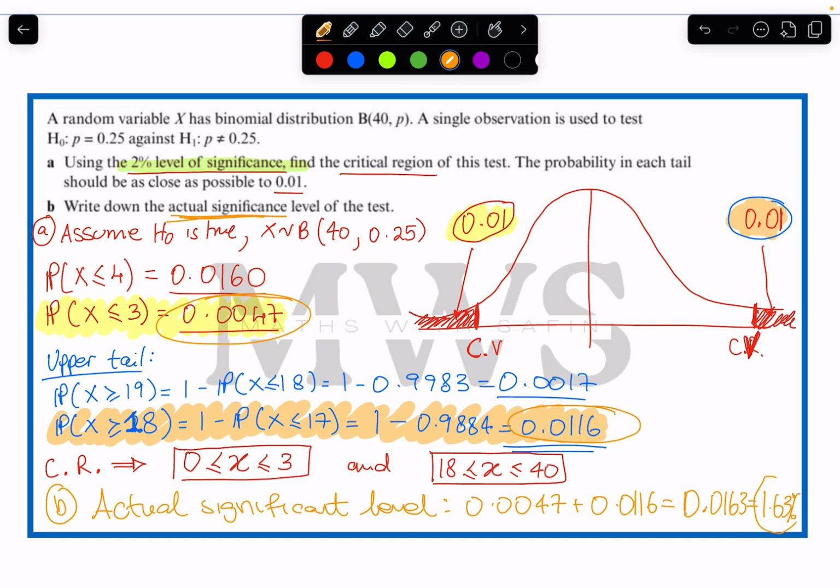Maybe you're not going to see this because of the icon, so let me write it up here: 1.63%. We can see that this is very close to the 2% significance level, but this is the actual significance level in this case. Okay, so hopefully this is clear. This is how you answer a question where you find the critical region of a two-tailed test.